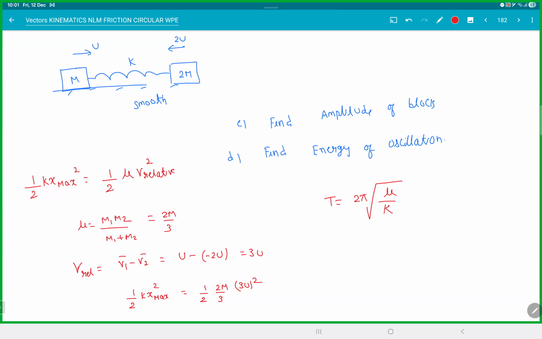What about C and D? Amplitude and energy of oscillation. You guys remember what is energy of oscillation? This energy of oscillation is the component of energy which transfers from potential to kinetic and kinetic to potential. The entire energy of the system does not oscillate between potential and kinetic. It is the energy which converts from kinetic energy to potential energy and potential energy to kinetic energy. There is a component which transforms.